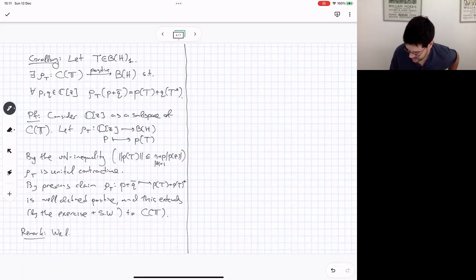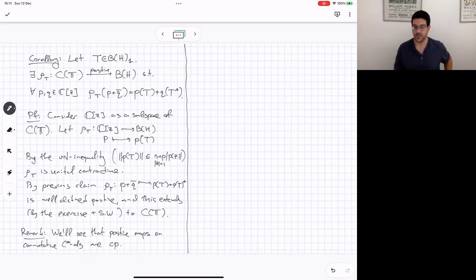And a remark: we will see that positive maps on commutative C-star algebras are completely positive. Okay, maybe today even. So, okay, let's take a break of 15 minutes.